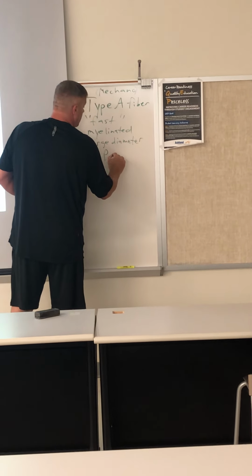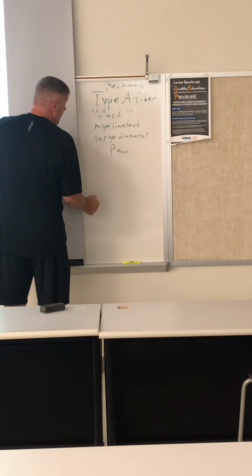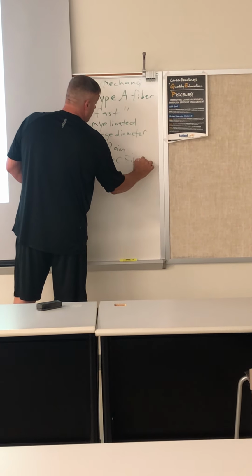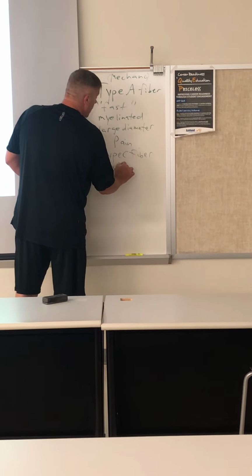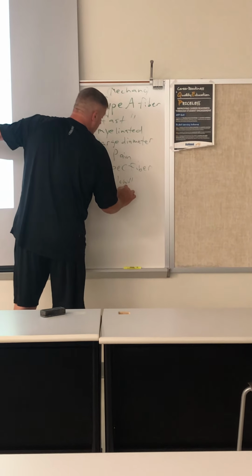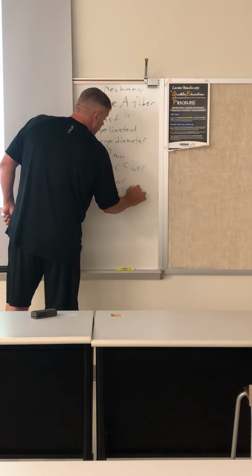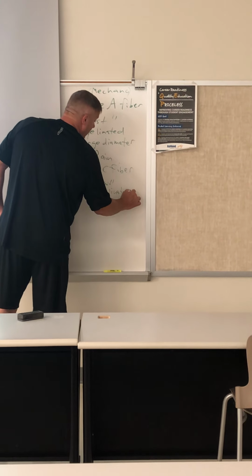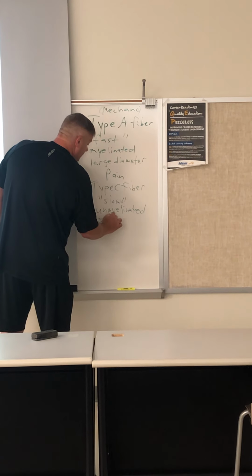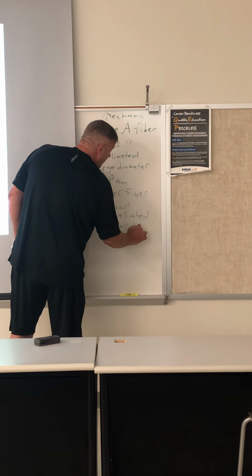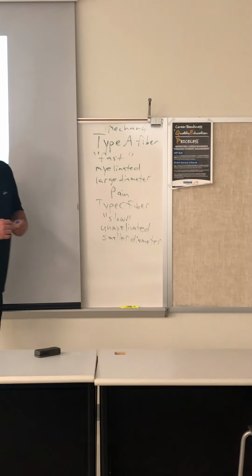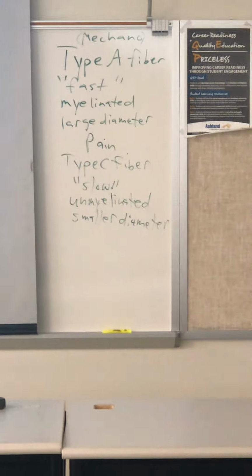Pain fibers, in contrast to these, are called type C, or just C fiber. They are quote unquote slow, or slower than a mechanoreceptor. They are unmyelinated. This is why we marked out the free nerve ending. These are called free nerve endings or naked nerve endings because they lack myelin. And these are smaller diameter. So that could be something you may need to compare and contrast on the test, the difference between a pain fiber and a mechanoreceptor. Okay, let's go on to the next here.